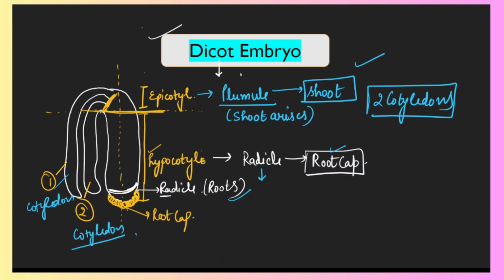Okay, now if we talk about the monocot embryo. In the monocot embryo, firstly draw the embryonal axis. This is the embryonal axis. Now in this picture, look at this picture very carefully.